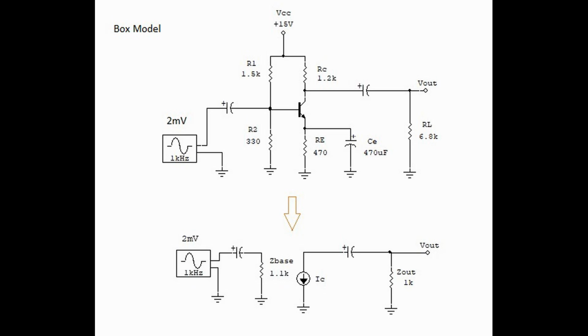If we put all the parts together, now we have taken our transistor circuit and simplified it so that we have a signal coming in through the capacitor into the input impedance, and then we have a current source, and then an output capacitor and a signal coming out, and also an output impedance. And now this is called a box model, and this will be used for further calculations, but we'll leave that for a later date.